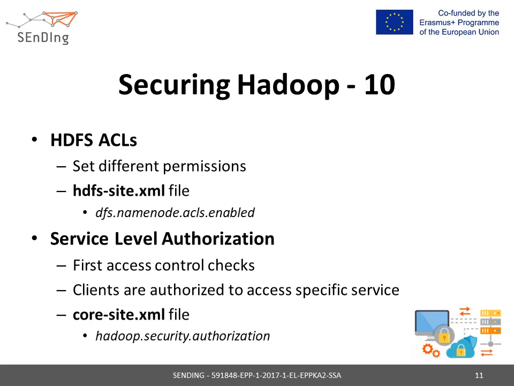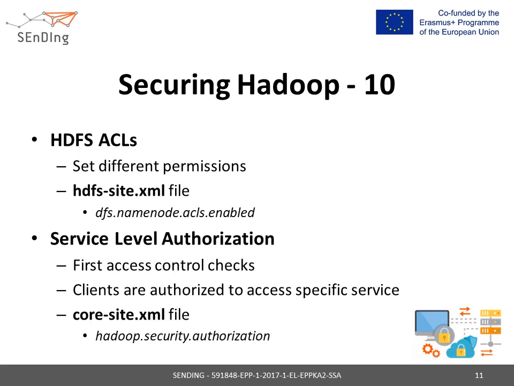hdfs-site.xml file. When a client connects to a Hadoop service, access is granted based on whether the user has the necessary permissions and is authorized to access the service. For example, a user may have the necessary permissions to submit a YARN job to the cluster. Service level authorization is the first access control check and comes before checking file permissions. You can enable service level authorization by setting a true flag property in the core-site.xml file.